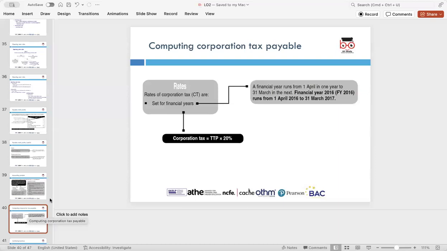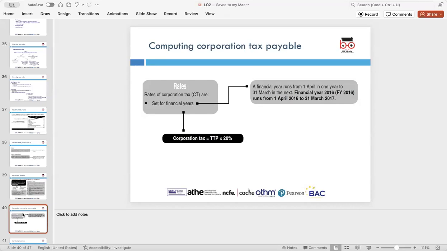Computing corporation tax payable: rates of corporation tax are set for financial years. The financial years run from 1st April in one year to 31st March in the next year. Financial year 2016 runs from 1st April 2016 to 31st March 2017. So basically, understanding the rate of corporation tax is important for businesses to accurately calculate their tax liabilities and fulfill their obligations to the government.